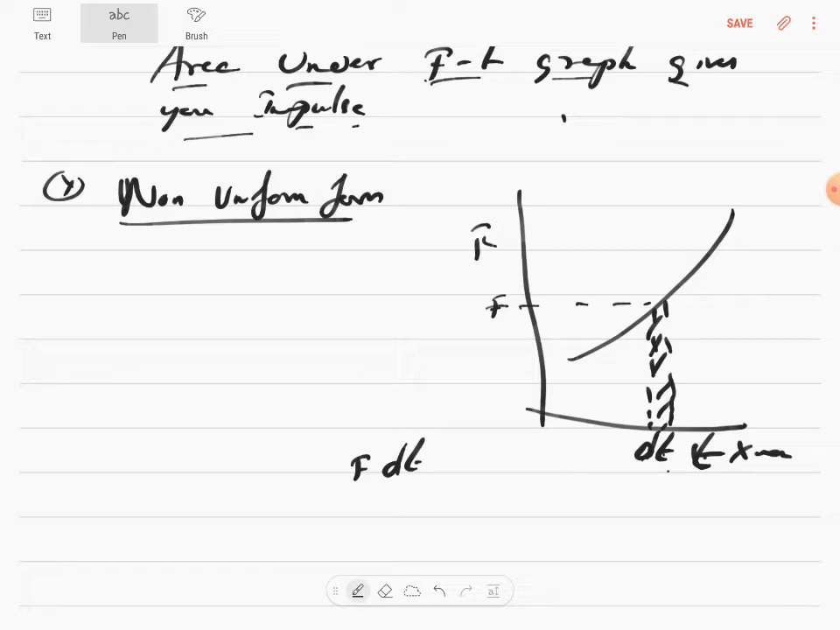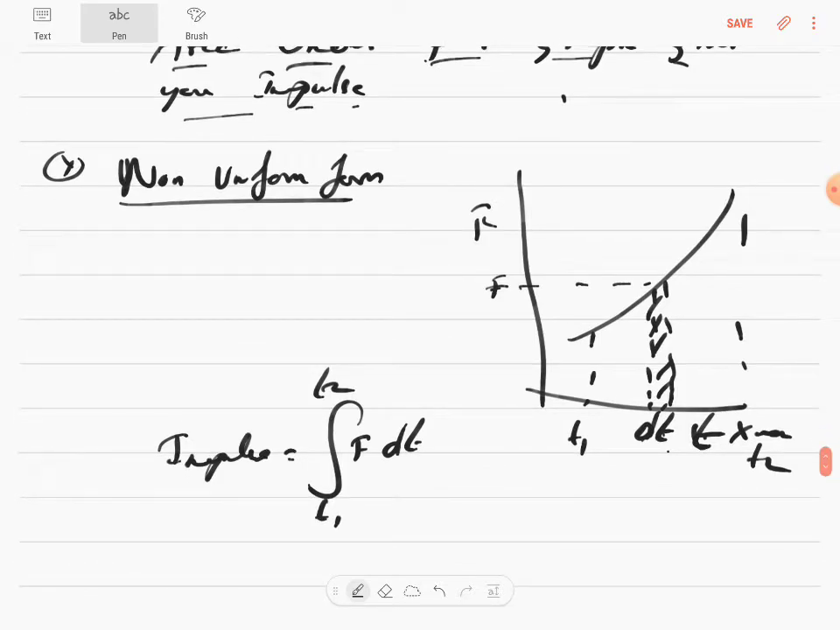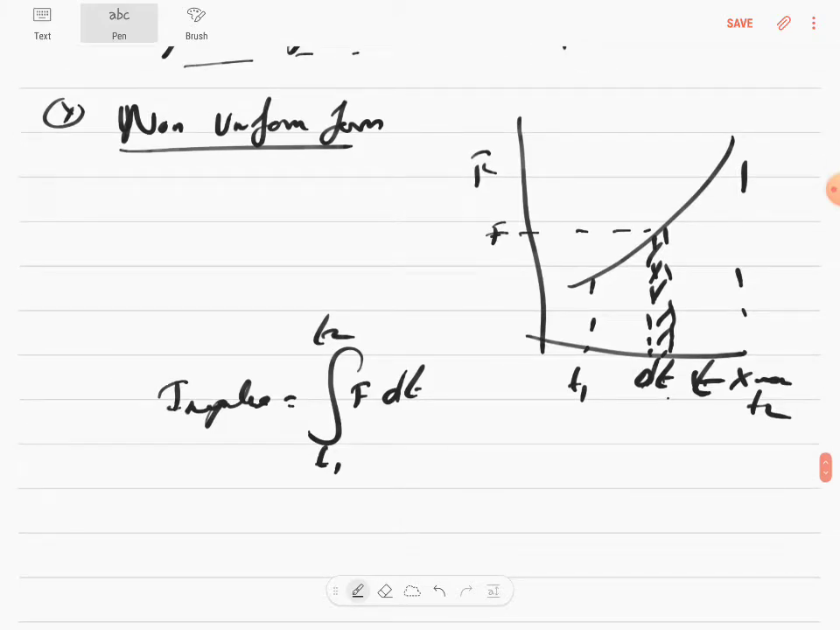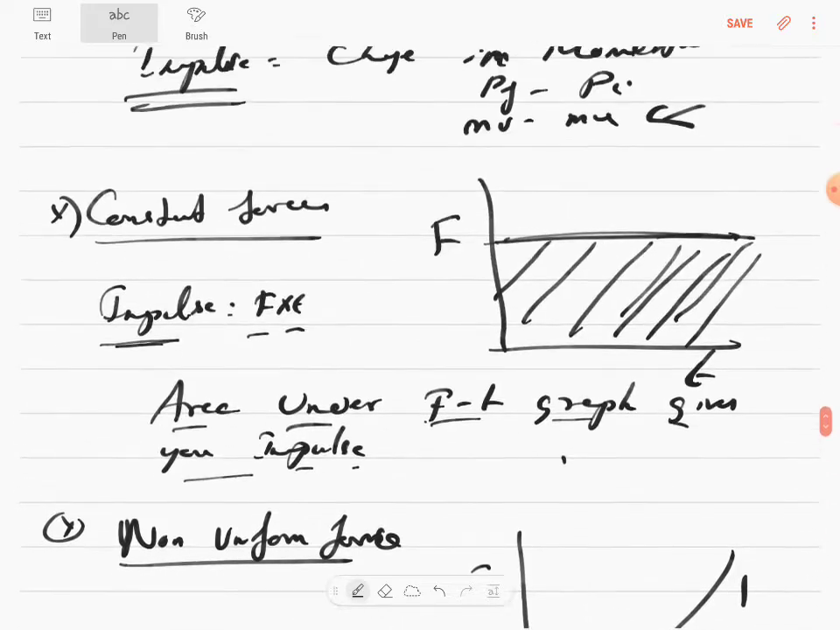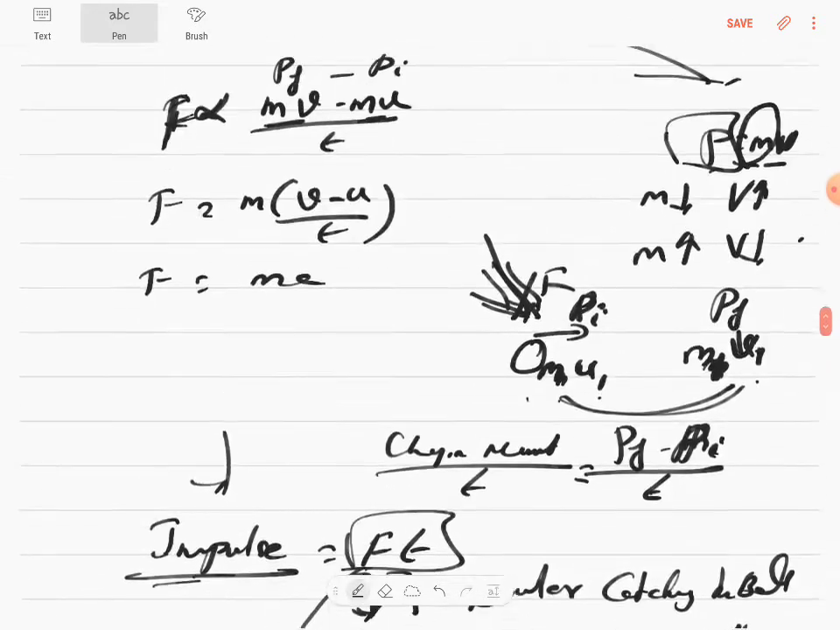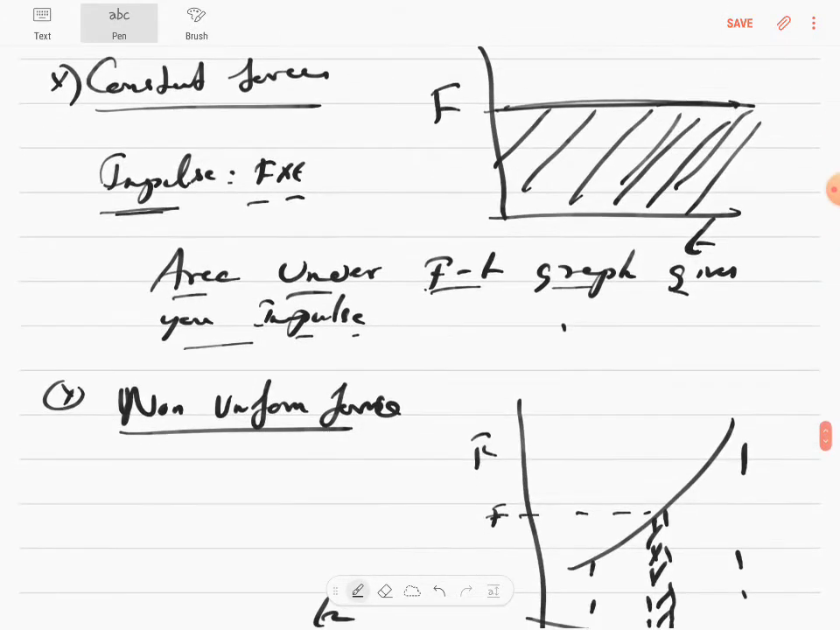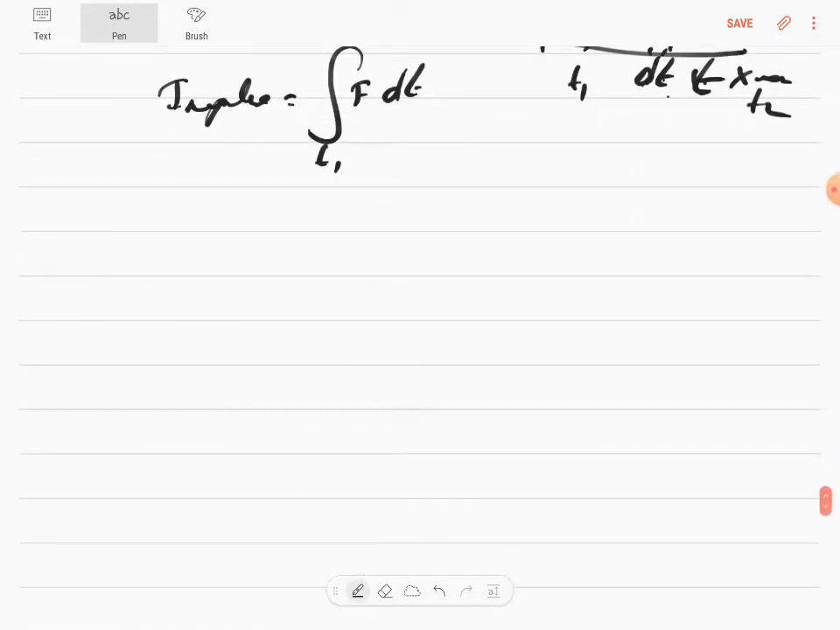F into dt gives you the area of the rectangle, and supposing this is t1 and this is time t2, by integrating this from t1 to t2 you can calculate the impulse. When you integrate, dt will be integrated from t1 to t2, and you can do the whole calculation. That's what integration is all about. I hope you learned differentiation and integration. So this is how integration works when it comes to non-uniform force. If you want to find the impulse of a non-uniform force, you have to calculate it like this. So that's about the impulse graph, and that completes Newton's second law. That is done and dusted, because impulse is mainly to do with Newton's second law.